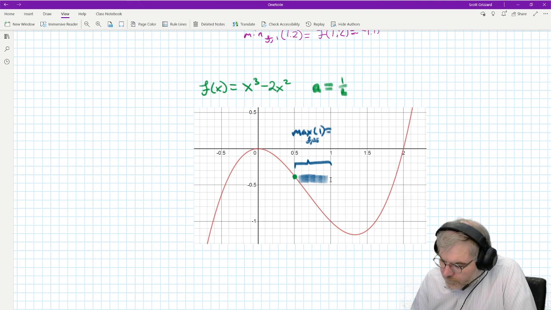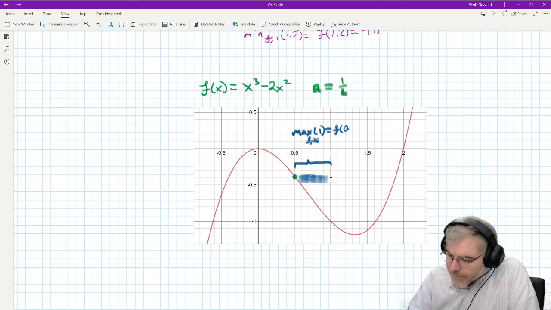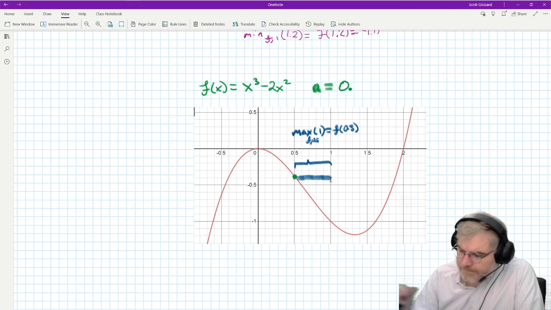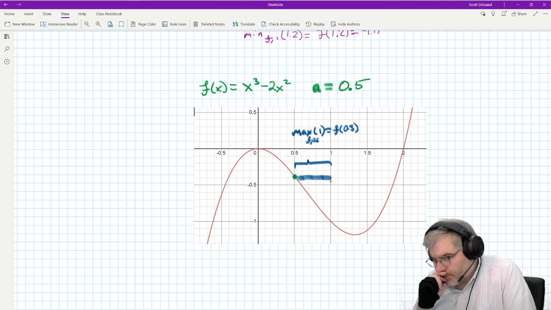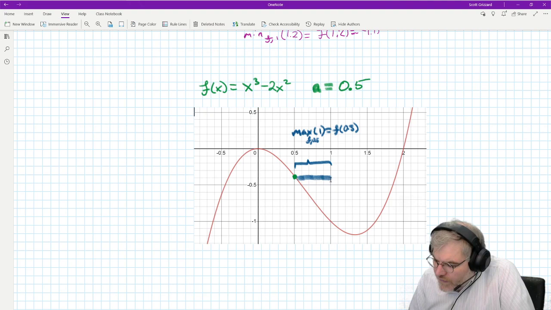Yes, a equals 1/2. Well, indeed, if I go all the way to 1.5, what's still my max? My max stays where it is, right? Here's my max, here's my max, here's my max. But when I hit this value here, my max starts following the graph.